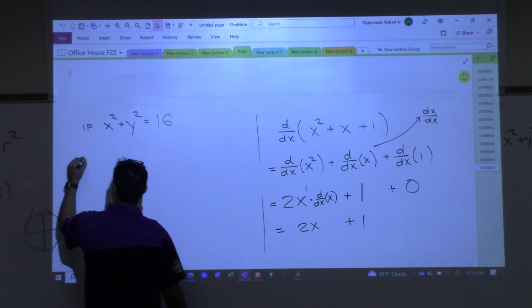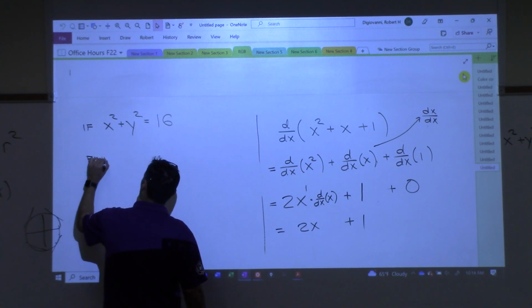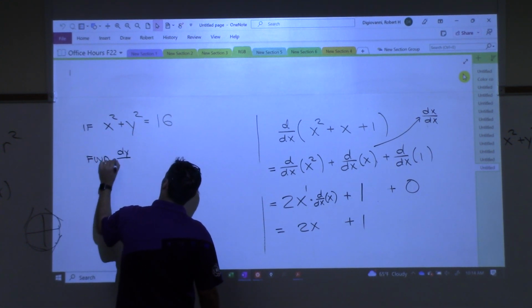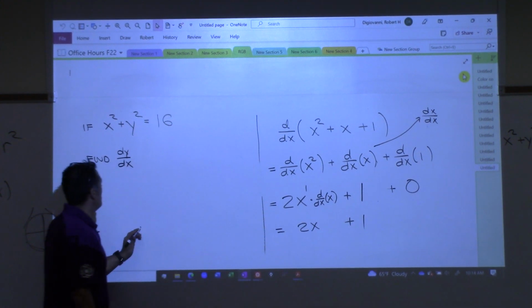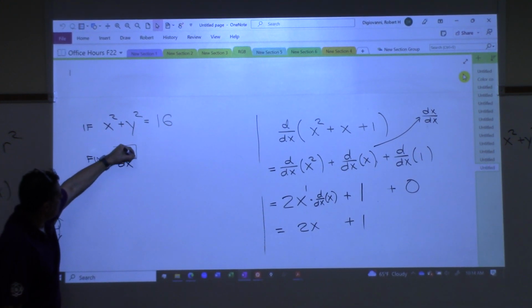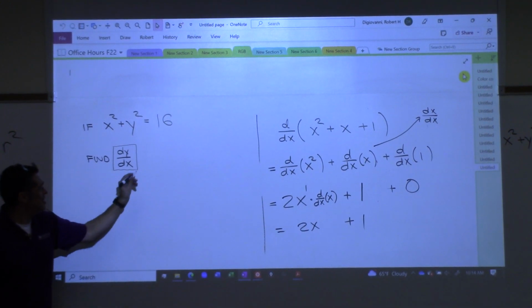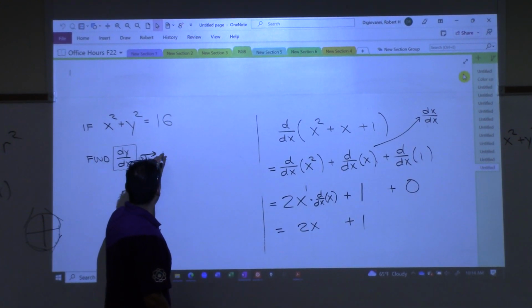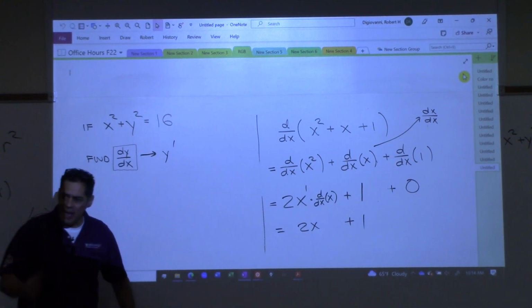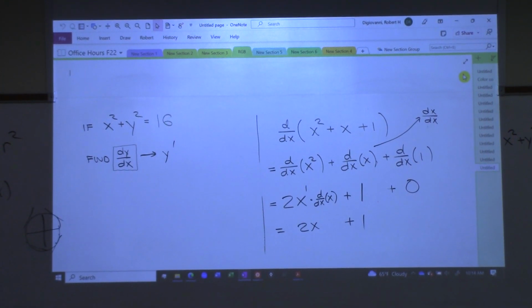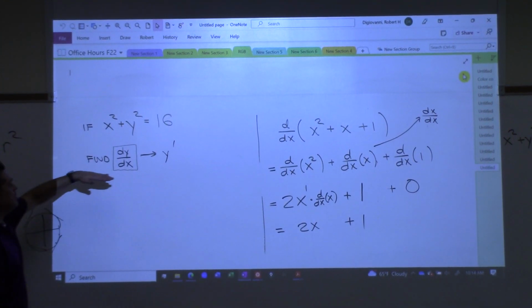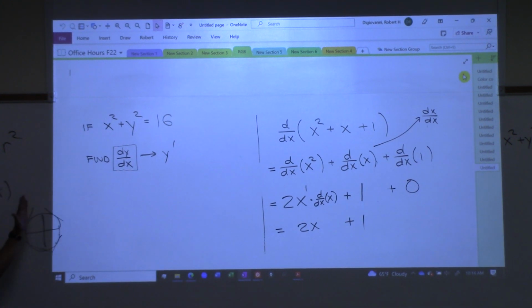So the question here is for you to find dy/dx. Now, if you're unfamiliar with that notation, that is basically me asking you to find the derivative. This is the same as me saying y prime. It's the exact same thing. So if I'm asking you to find the slope of the tangent line, I'm just using a different notation to say it.